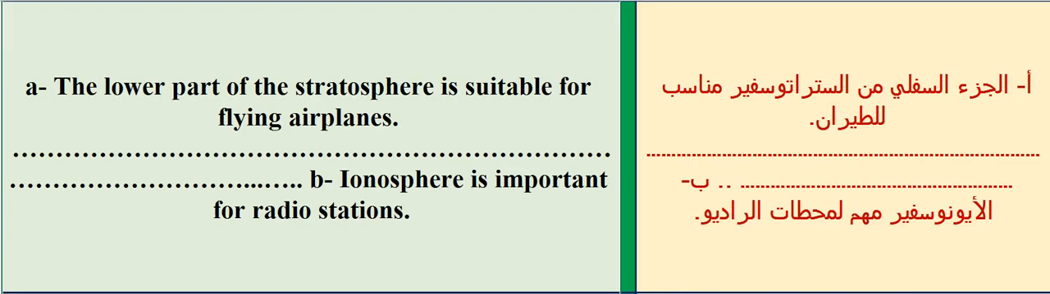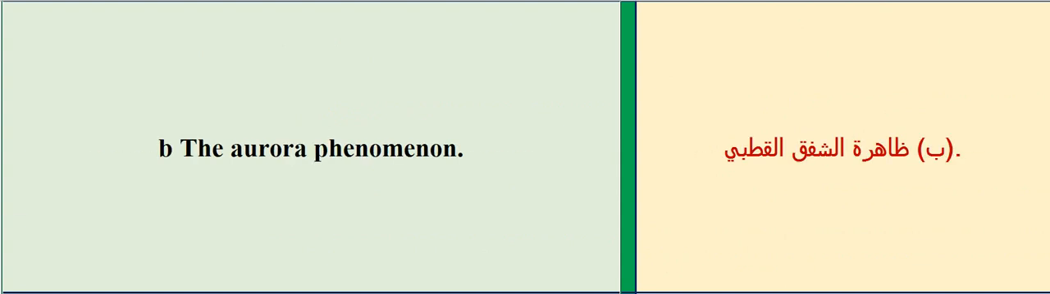A. The lower part of the stratosphere is suitable for flying airplanes. B. Ionosphere is important for radio stations. A. Van Allen's belts. B. Altimeter. C. Satellites. Explain each of the following: A. Atmospheric pressure. B. The aurora phenomenon.